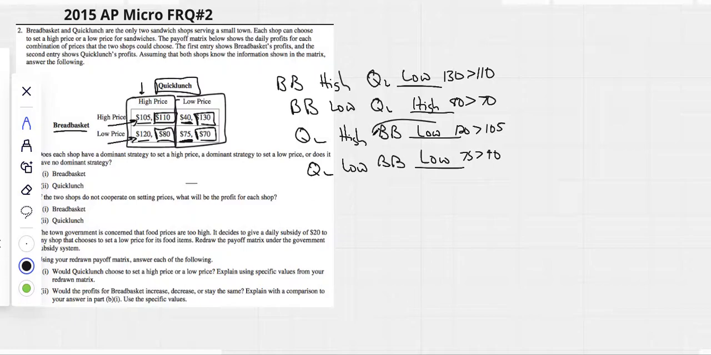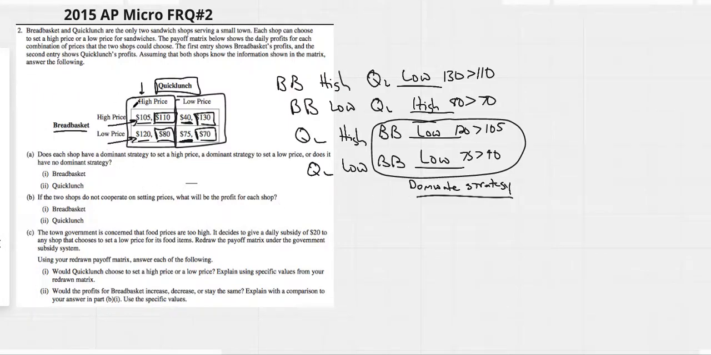Notice over here that Breadbasket will go low no matter what Quick Lunch does. Whether Quick Lunch goes high or low, Breadbasket will always go low. This is our dominant strategy. Anytime a firm will do the same thing no matter what the other firm does, that is a dominant strategy.